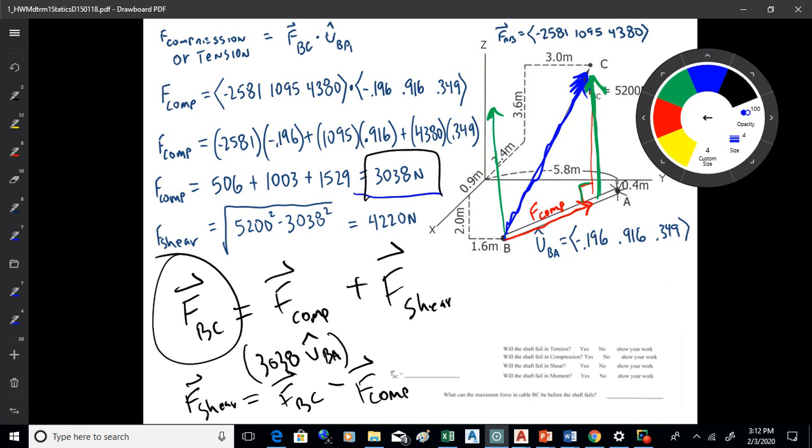I could kind of see what was happening though, so I set up my unit vector from B to A, because that's how that component of force is directed. So I went ahead and did that. I did a dot product with the unit vector to get the compression, 3,038, realizing then that the compression and shear are perpendicular to one another and that they make up components of the total vector. I used the theorem of Pythagoras and backed into the shear, which is 4,220 newtons. So we good with that?